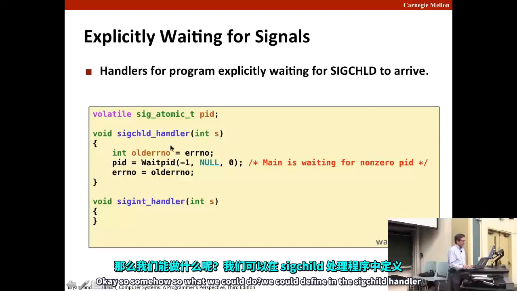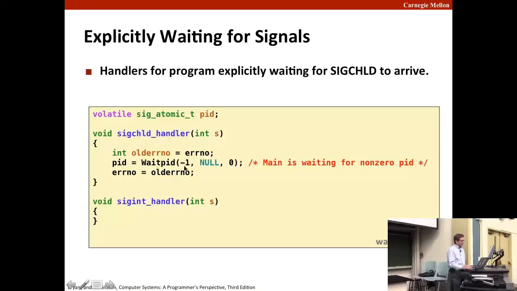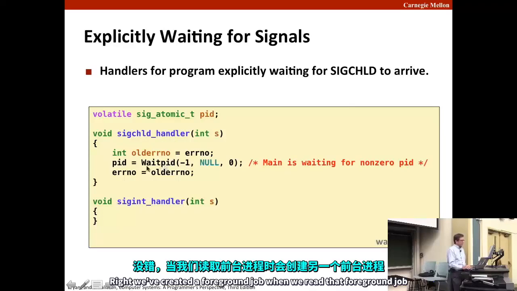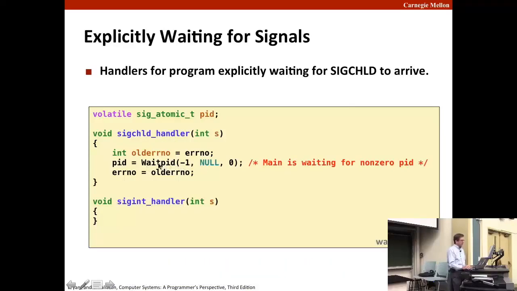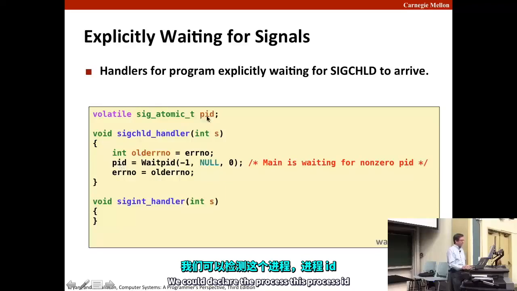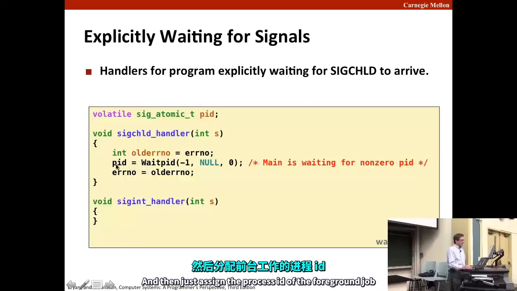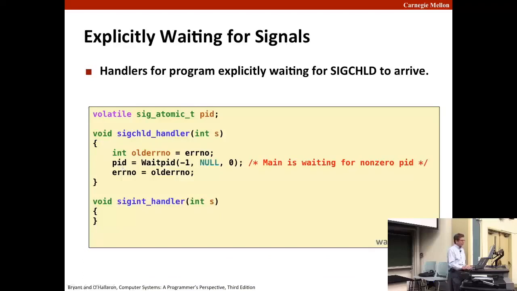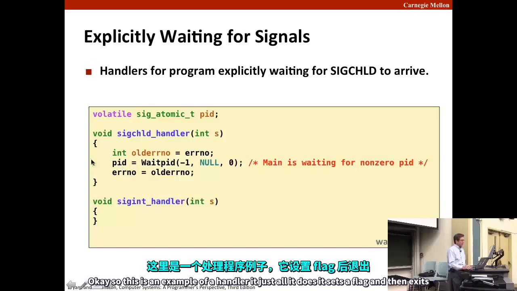So what we could do, we could define in the SIGCHLD handler, when we reap the foreground job, right, we've created a foreground job. When we reap that foreground job, we could set a global flag. We could declare this process ID variable, pid, as a global flag, and then just assign the process ID of the foreground job. Okay, so this is an example of a handler. All it does is set a flag and then exit.